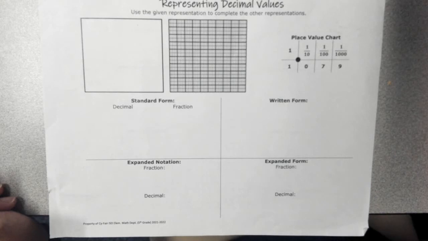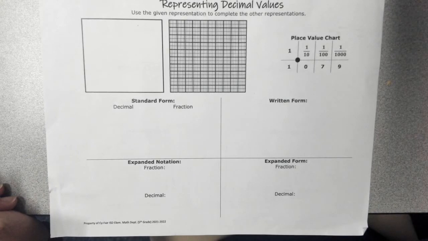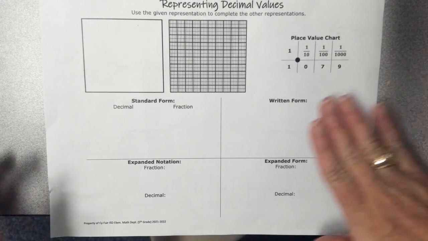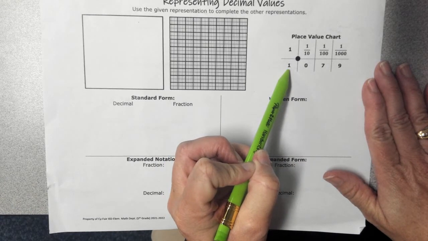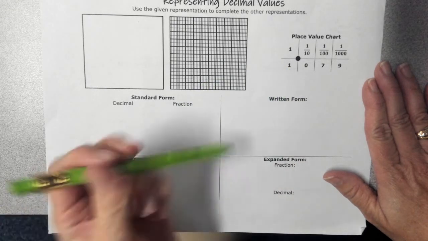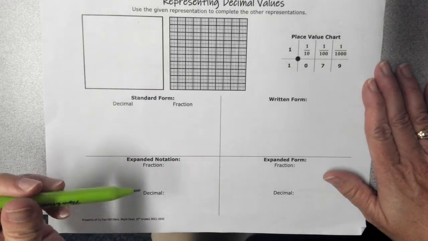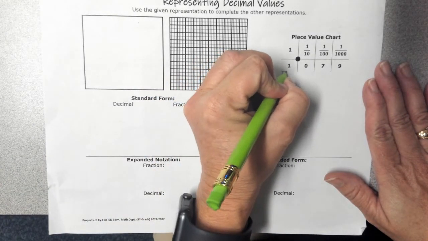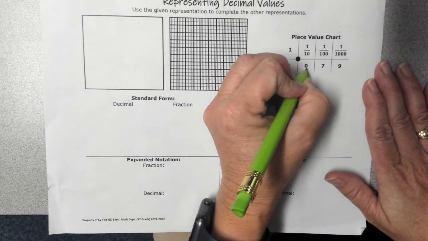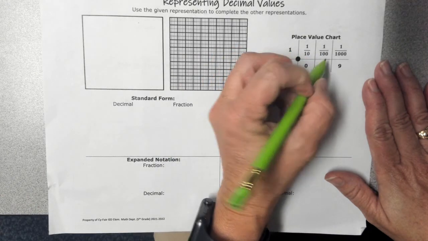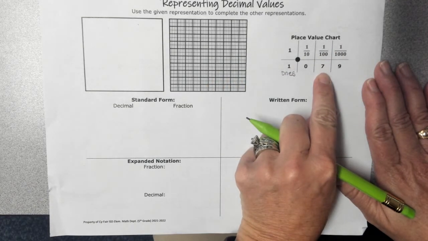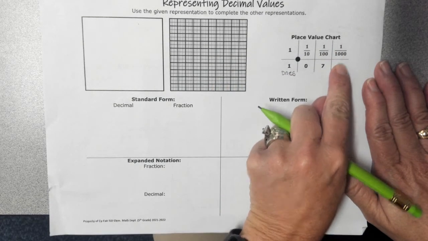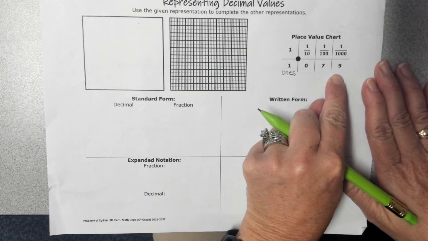And this morning, what we're going to practice doing is just representing this number value that you see right here. In my place value chart that's already labeled for me, I see that I have the number 1 in the ones place, the number 0 in the tenths place, the number 7 in the hundredths place, and the number 9 in the thousandths place.